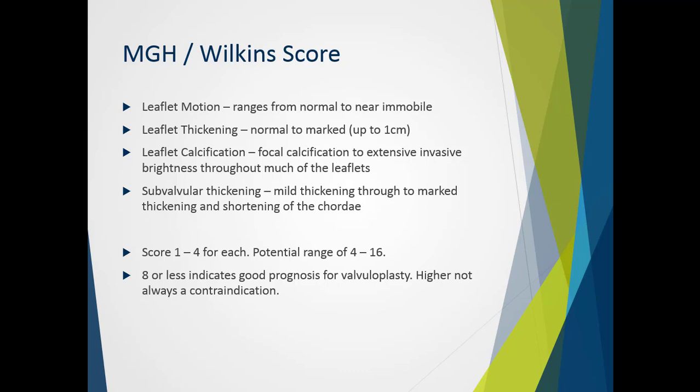As we could suggest here with leaflet calcification, a 1 we would score for just focal calcification at little points, and then 4 being the extreme, extensive brightness that actually goes throughout much of the leaflets. So as we mentioned, we score 1 to 4 for each of the categories above, which gives a potential range between 4 and 16. An ideal score to actually progress with valvuloplasty is 8 or less, although a higher score is not always a contraindication.